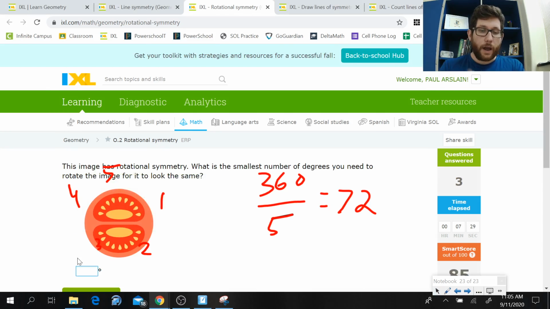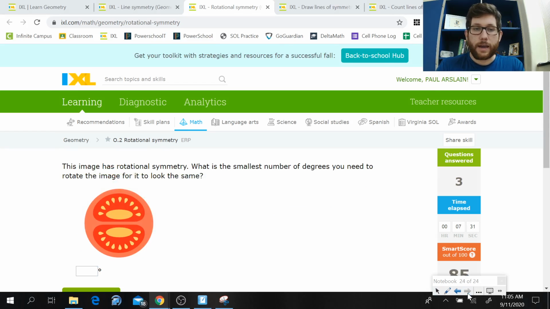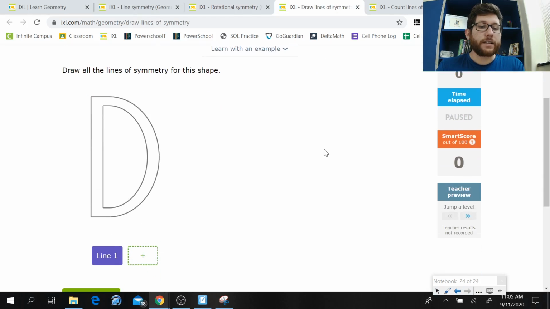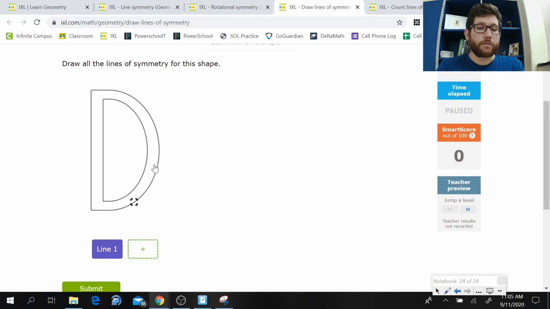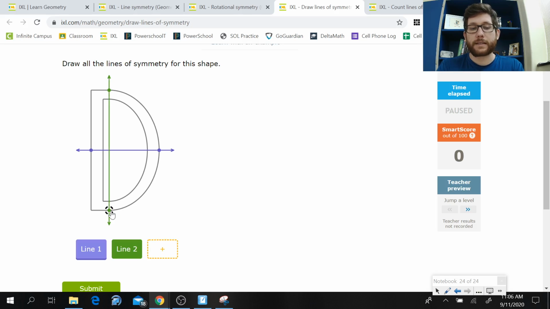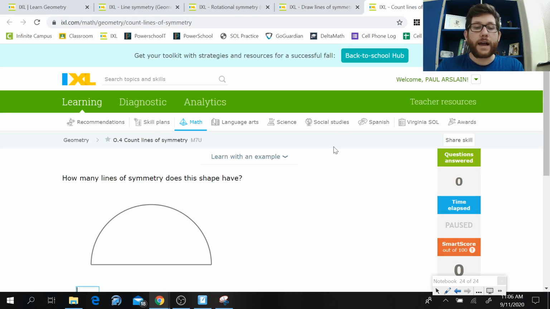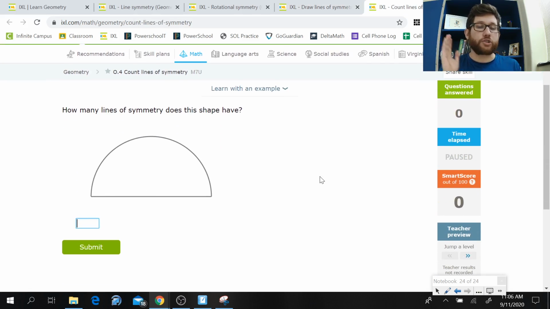Let's take a look at the other IXLs, and then I'll let you guys get working. This one asks you to draw the lines of symmetry, so you can click and that'll draw your lines of symmetry. If you want more lines, you can hit this plus sign and you can draw more lines if you want. Obviously that's not a line of symmetry and you can get rid of it by clicking the 2 points. And then your last one is counting the lines of symmetry. You don't get to draw them this time, you just need to know how many lines of symmetry each shape has. You should be able to get all 4 of these to 100 with relative ease.